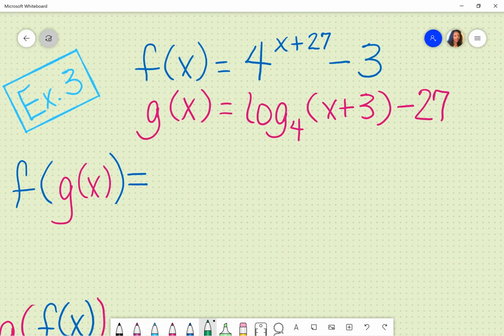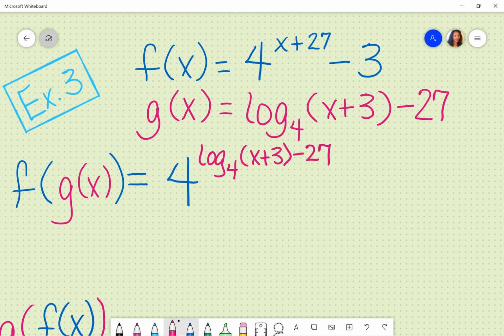All right, so I know you like exponents and logs, so why not use that? So again, we're starting off with our f of x, which has a base of 4, but my x is going to be replaced with everything that is shown in my g of x. So that's going to be log base 4 of x plus 3 minus 27. Go back to my f of x and I see I also have a plus 27. So I have to add that along with that big minus 3.